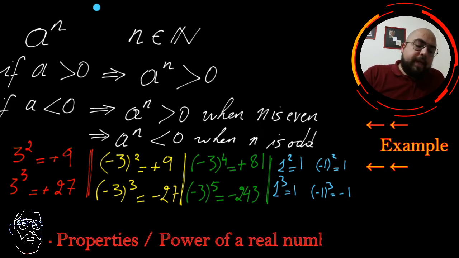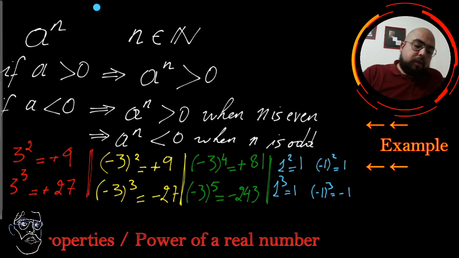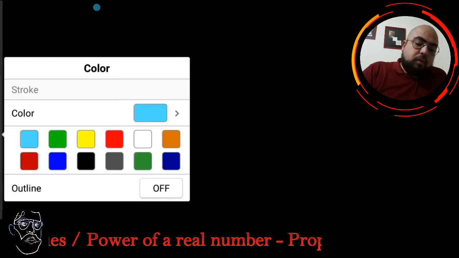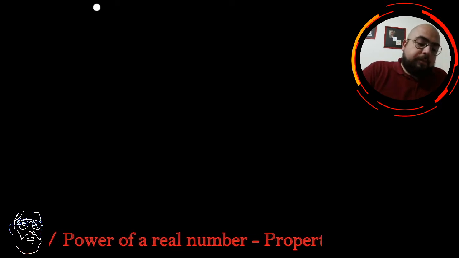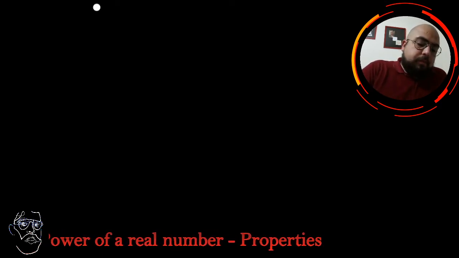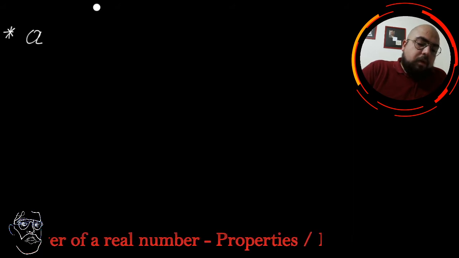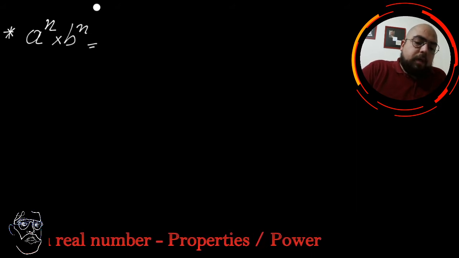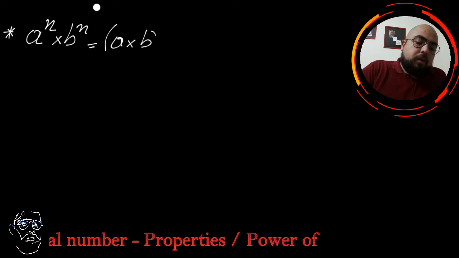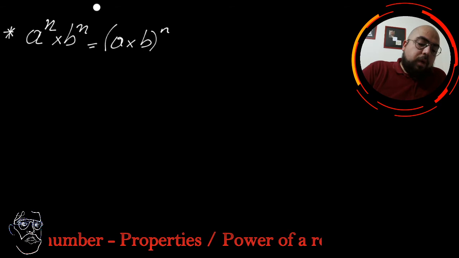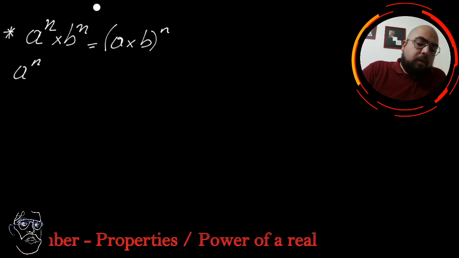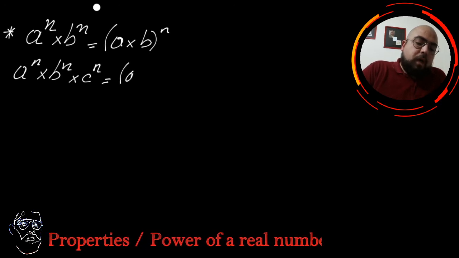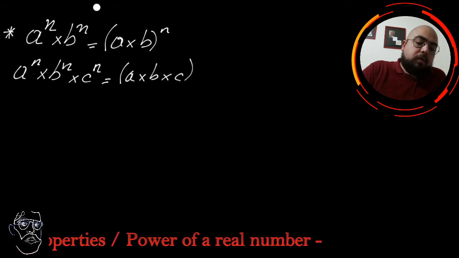Now, what are the properties related to the power of real numbers? Let's go and talk about the properties related to the power of real numbers. The first one, we have a to the power of n times b to the power of n. It can be written as a times b to the power of n. In the same way, a to the power of n times b to the power of n times c to the power of n is equal to a times b times c to the power of n.